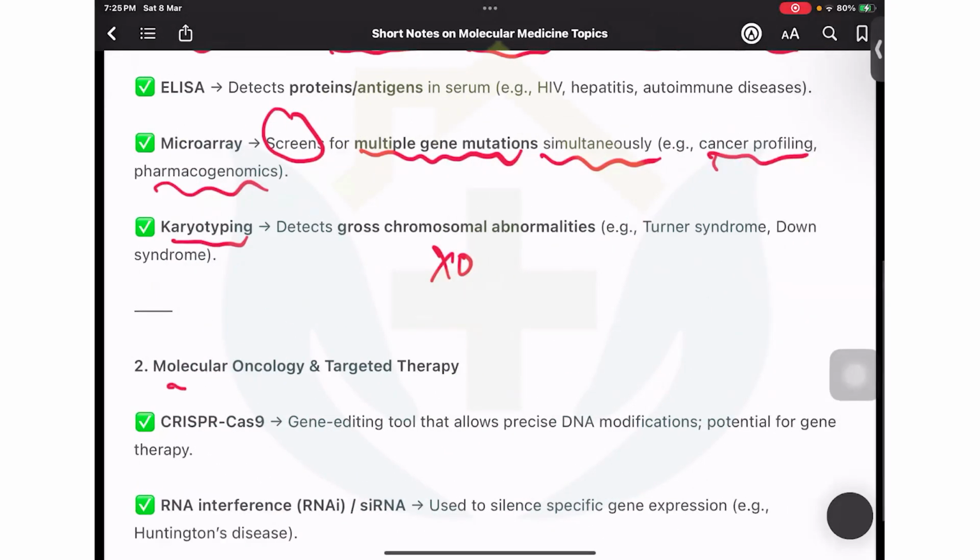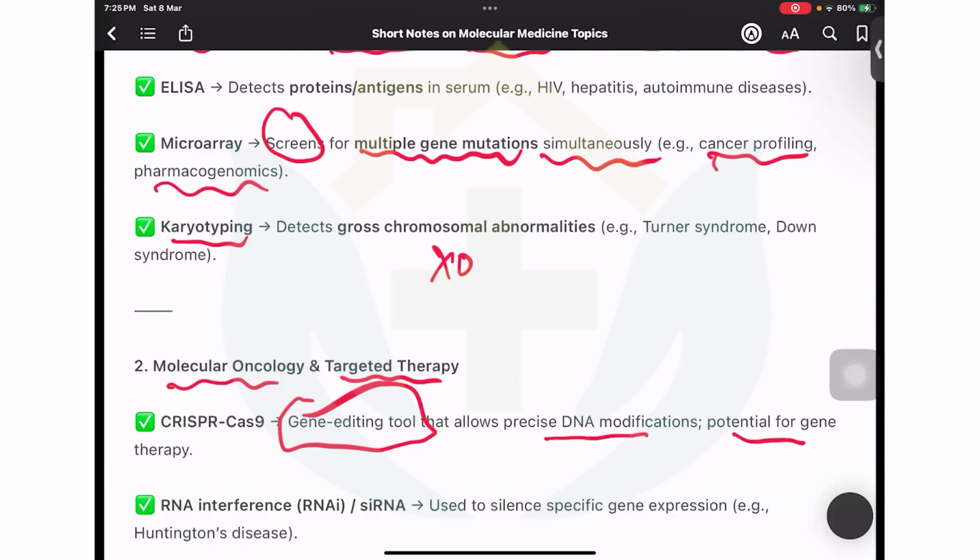Then comes the molecular oncology and using the pharmacoagents for targeted therapy. In this, the leader is CRISPR-Cas9. So this is basically a gene editing tool. Nowadays, everybody is using their mobile phone as a photo editing tool. So there are filters, you can copy the pictures and do everything with a crop tool and all. Same way, CRISPR-Cas9 is a format where they are using micro scissors. So these are gene editing tools which allow precise DNA modifications.